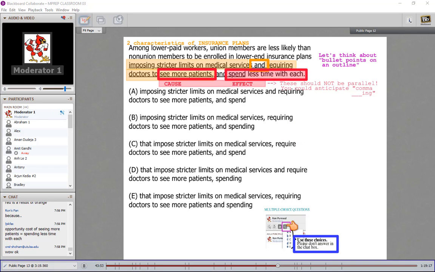Important thing. Okay, so if we look at this, impose and require, those should be parallel. Let's see how much.